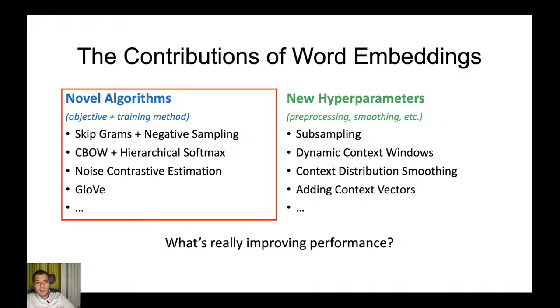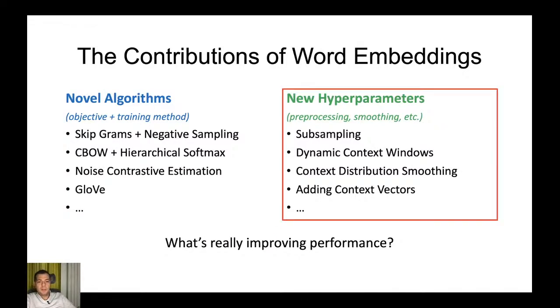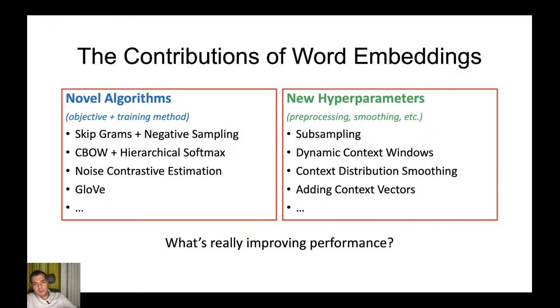Is it the novel algorithms or the new hyperparameters? This was the question proposed in the Transactions of the ACL journal paper that these authors tried to address. Their findings are that both have some contribution to improving the results, but I think most of it is due to the new hyperparameters and not the actual algorithms.